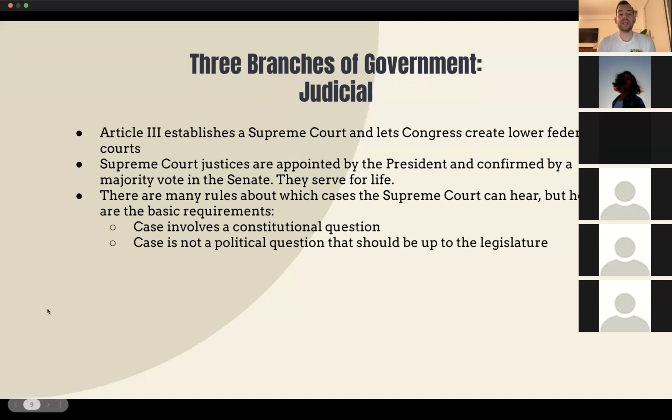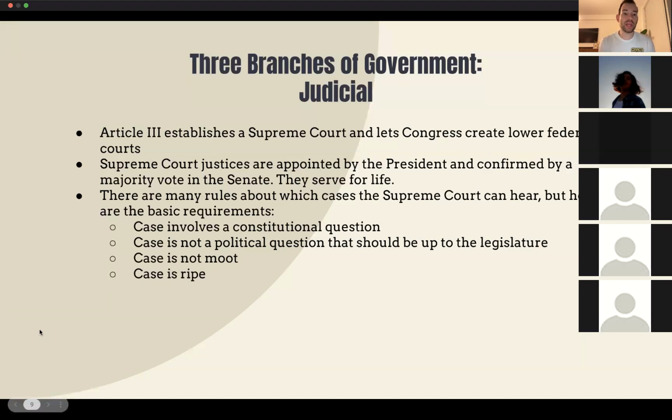Second, the case is not a political question that should be left up to the legislature. The Supreme Court doesn't hear cases about tax rates, for instance. That's a political question. That's up to the legislature to sort out how high taxes should be. The judicial branch doesn't get involved in policy decisions like that. Third, the case is not moot, meaning it's not over. There's still an active controversy going on.